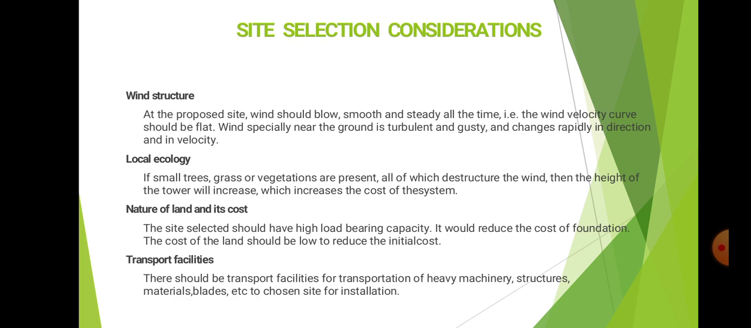Local ecology. If small trees, grass and vegetation are present, all of which obstruct the wind, then the height of the tower will increase, which increases the cost of the system. Next, nature of the land and its cost. The site should have high load bearing capacity, so it would reduce the cost of foundation. The cost of the land should be low to reduce the initial cost.